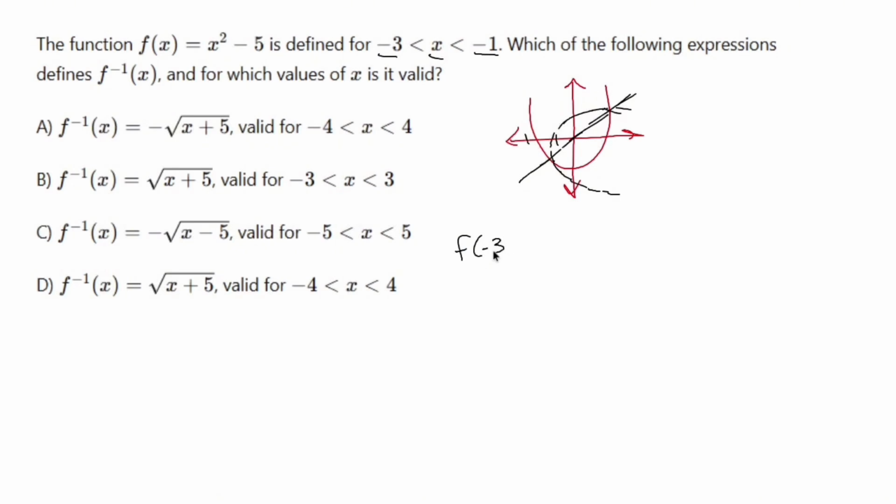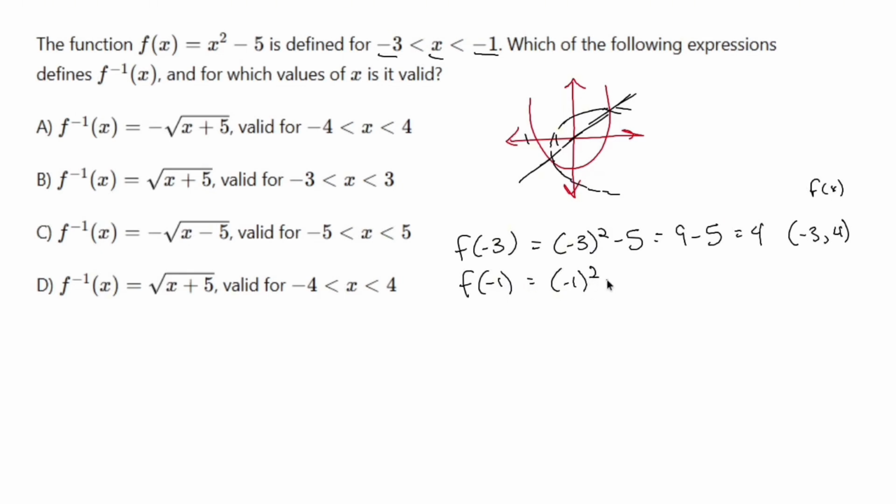So f of -3 is going to be (-3) squared minus 5. (-3) squared is 9. 9 minus 5 is 4. So f of -3 is 4. That gives us a point on the f of x function of -3, positive 4. I'll explain why that matters in a little bit. Now, f of -1 is going to be (-1) squared minus 5, which is 1 minus 5, which is -4. So that gives us the point -1, -4 on f of x.